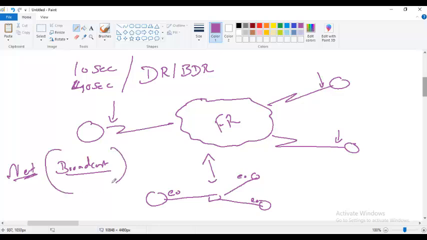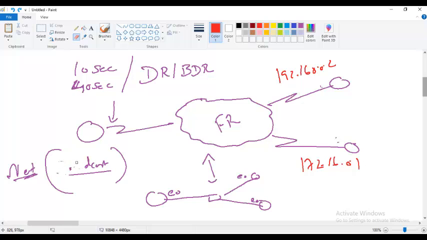The fifth one is point-to-point. When do we need point-to-point? When we have different subnets. For example, here I have 192. Here I have 172. Now my 2 remote sites are not in the same subnet. If they were in the same subnet, I would have gone for broadcast. But they are not in the same subnet. So what do we do?